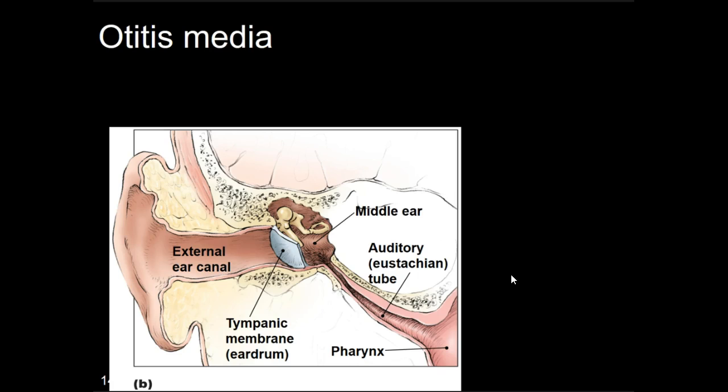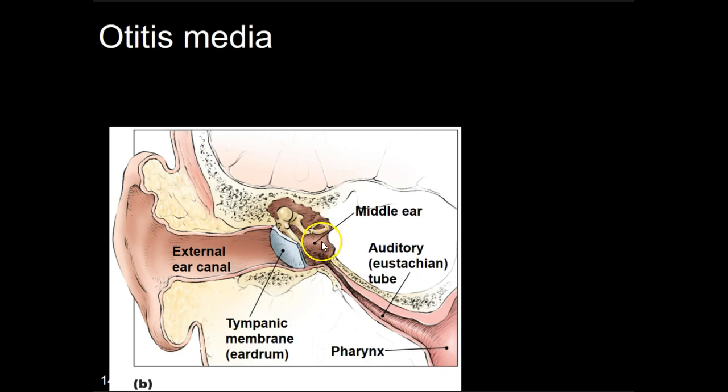Okay, so what are these infections? This is otitis media. Otitis media is an infection of the ear canal. So here we have the external ear canal. Here's the outside of the ear, the inside of the ear. Here we have the tympanic membrane, and this is the membrane that receives vibrations from the outside. These vibrations are converted into vibrations that this little tiny bone here converts into messages that are sent to the brain to tell you what you just heard.